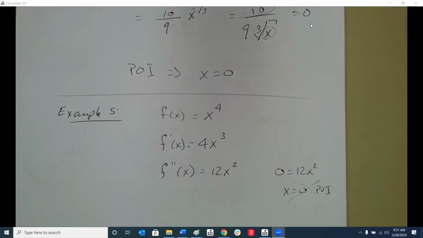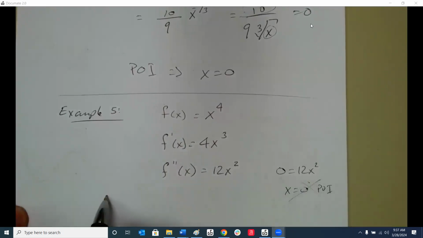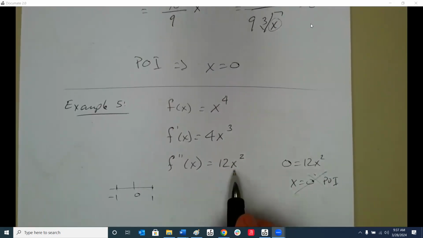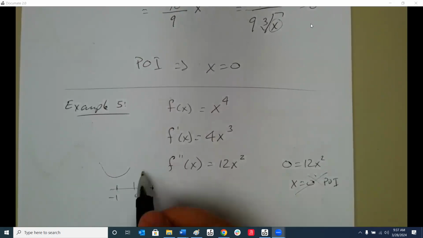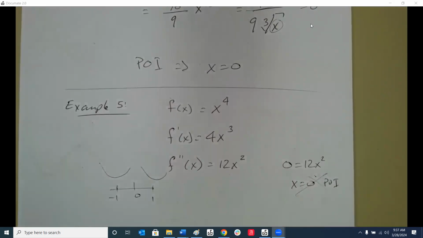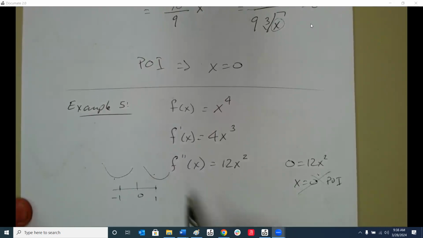And why not? Because in order to be a point of inflection, what has to be true? So let's look at this. If we plugged in -1 and we plugged in +1, if we plugged in -1, what is the answer? +12. So it's concave up. If we plug in +1, what do we get? +12. In order to be a point of inflection, you have to have a change of signs on both sides. One side has to be positive, one side has to be negative. If they're both positive, that means it's positive everywhere. And that's exactly what this graph looks like.